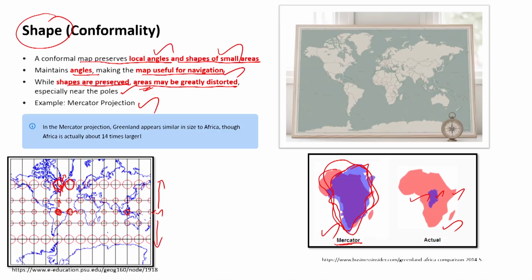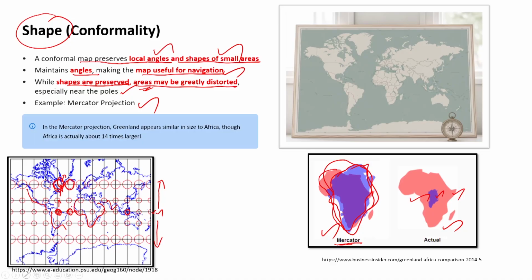Here it retained the shapes. Look at North America, South America, Africa, India, they retained the shapes, whereas area wise it is greatly compromised. That is the reason why I have drawn this circle, and it will help you understand better.